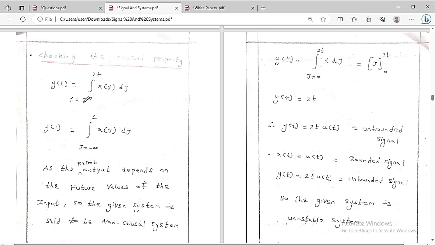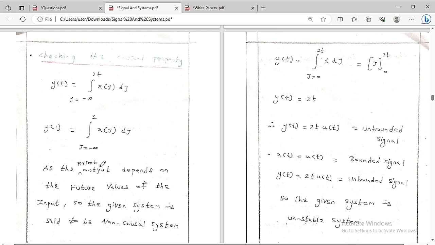So y of t is equal to the integration from tau equal to minus infinity to 2t of x of tau d tau. Suppose I substitute t is equal to 1, then y of 1 is equal to the integration from tau equal to minus infinity to 2 into 1, which is 2, of x of tau d tau. As you can see, the present value of the output depends on the future values of the input. At t equal to 1 the upper limit is 2, so the given system is a non-causal system.